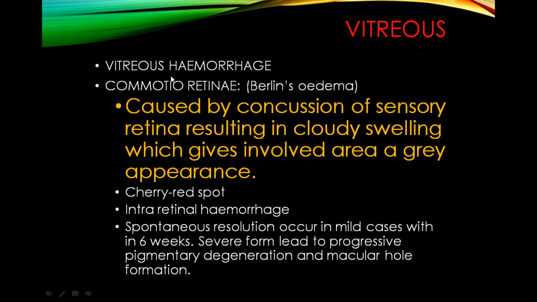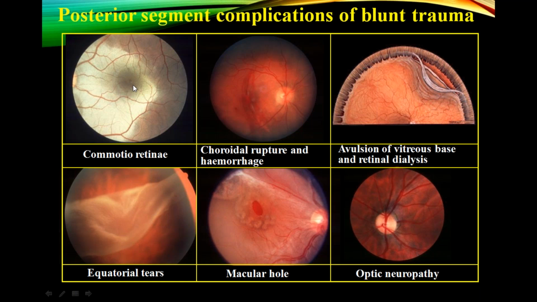Coming to the vitreous, what happens in the vitreous? There can be blood. When the vitreous is filled with blood, it is called vitreous hemorrhage. Commotio retinae is another. Just now I showed this picture. This is an example of commotio retinae.